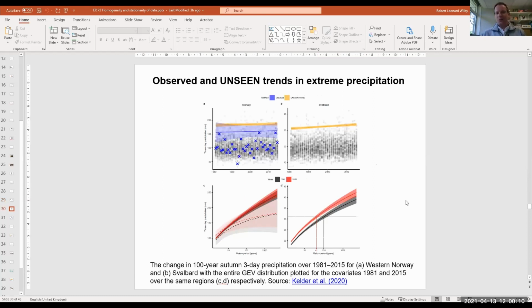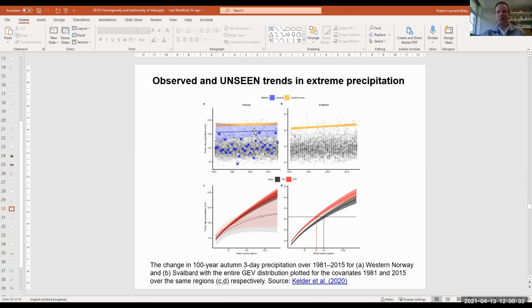And now with this super ensemble, we can actually start to provide an estimate of how that extreme event, here I'm showing the 1 in 100 year autumn 3-day rainfall total, and how that's changed through time in Norway and Svalbard.